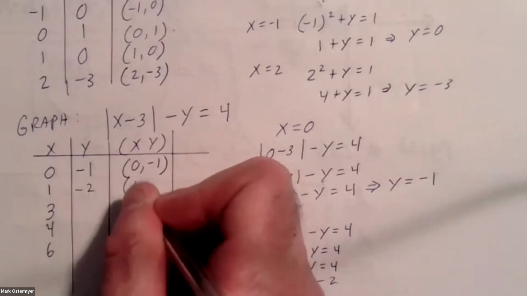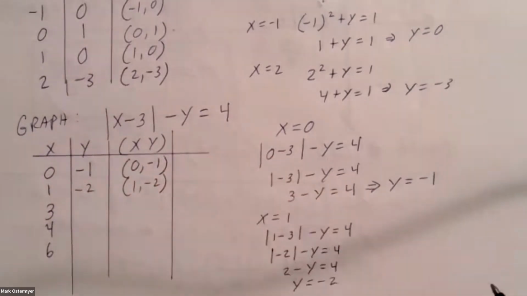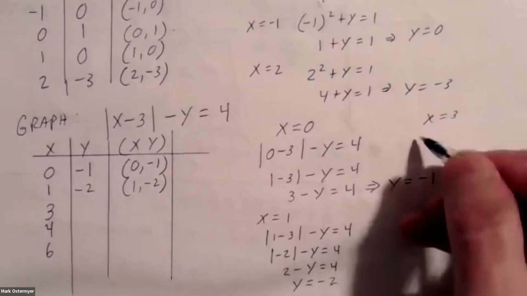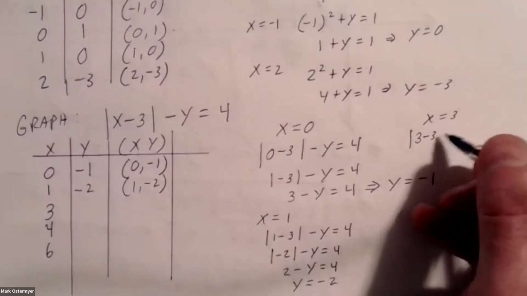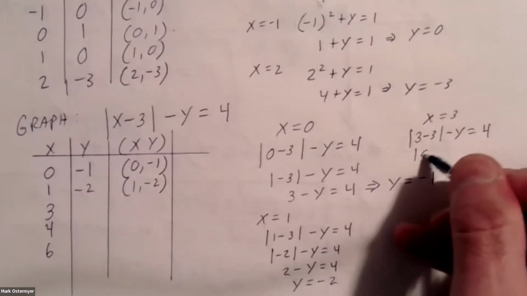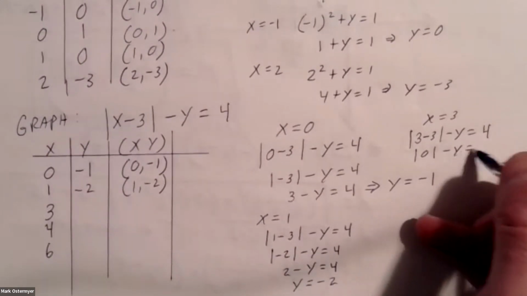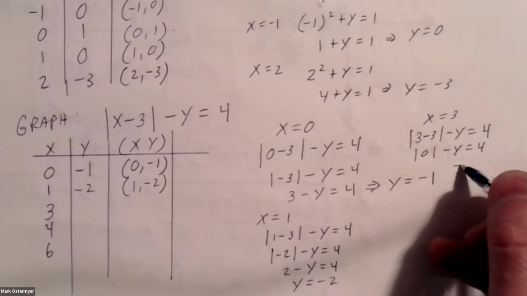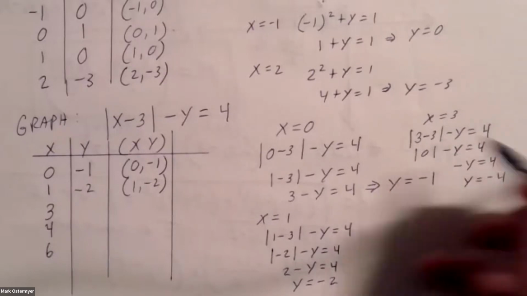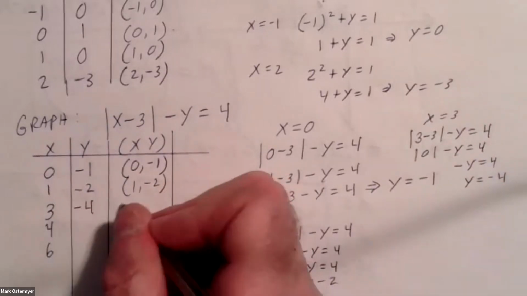Here's another ordered pair solution. Let x be equal to 3. Therefore, we have the absolute value of 3 minus 3 minus y equals 4. The absolute value of 0 minus y equals 4. Negative y equals 4 implies that y is equal to -4. Another ordered pair solution.